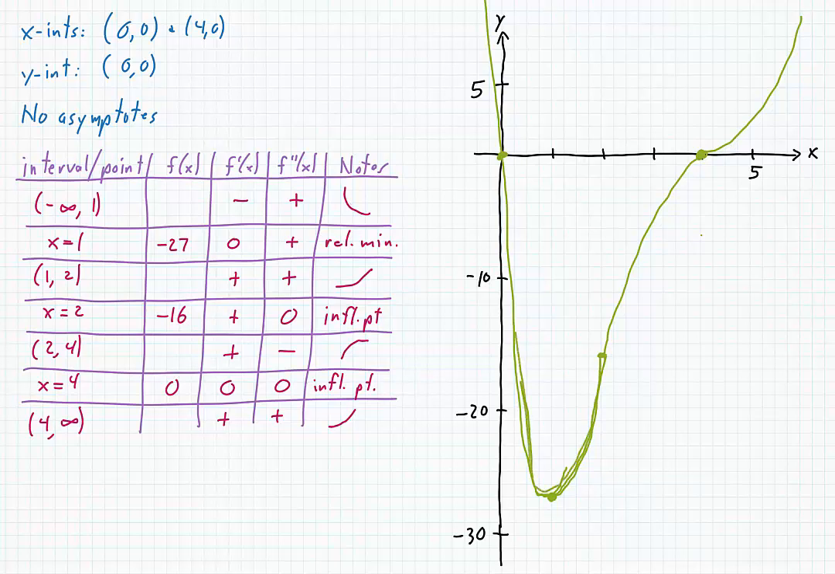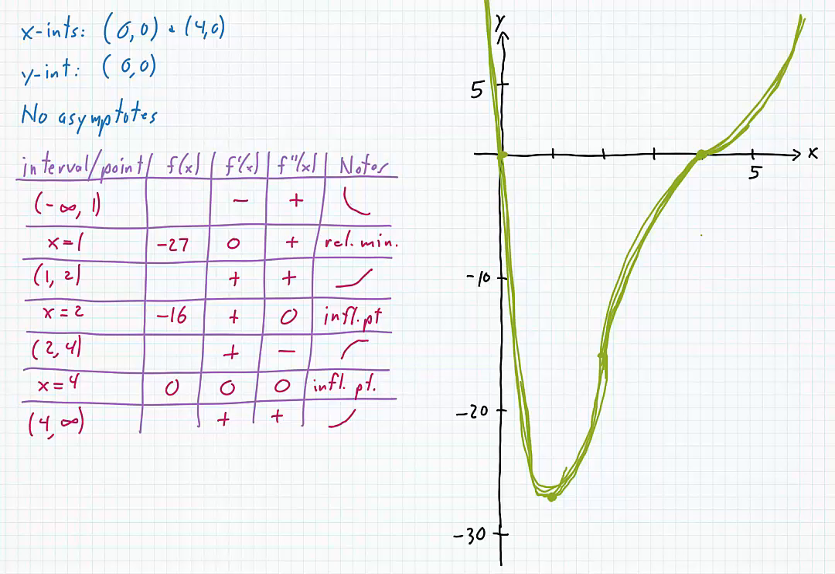I'll try to sketch this in a little darker here. And then at 2 and negative 16, I'm definitely going to change my concavity. I'm going to kind of roll over and start to increase in this way. And then at 4 and 0, I'm going to make sure my concavity changes again. And I start to increase in this direction. And that satisfies everything. I've got my x-intercepts, I've got my y-intercepts.